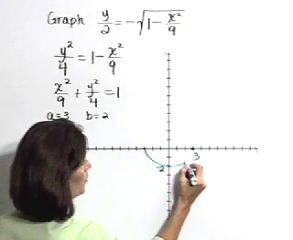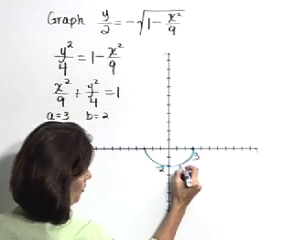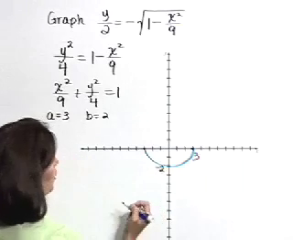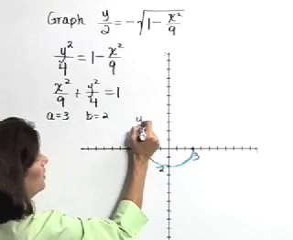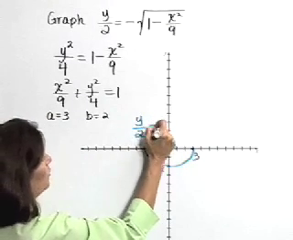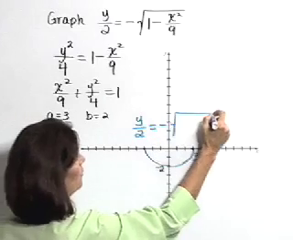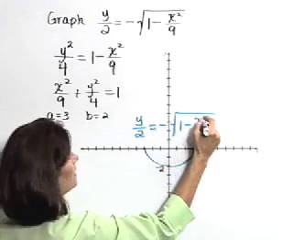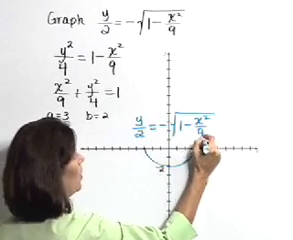with a nice smooth curve. Okay. Here we see the graph of y over 2 is equal to a negative square root of 1 minus x squared over 9.